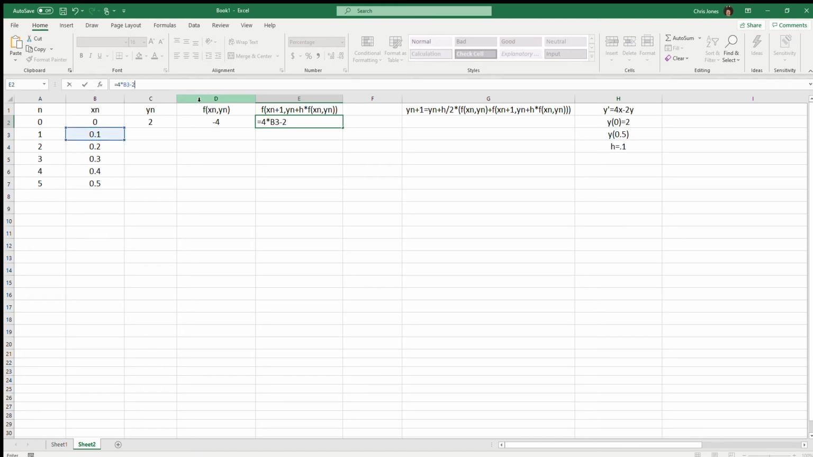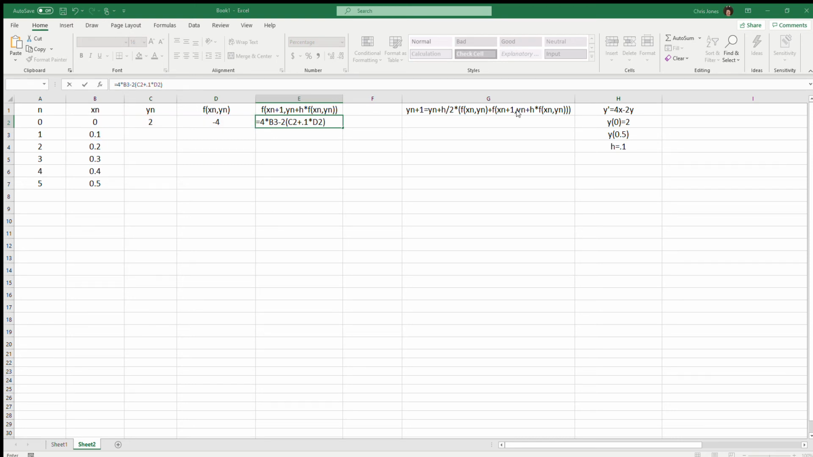And then minus 2 times this yn plus h times fxn yn. So that's going to be 2 times the quantity of yn, which is 2, plus the step size, which is 0.1, times fxn yn, and that's actually going to be right here. Notice that all I'm doing is clicking in the cells to coordinate with this formula. And then I'm going to close parentheses.